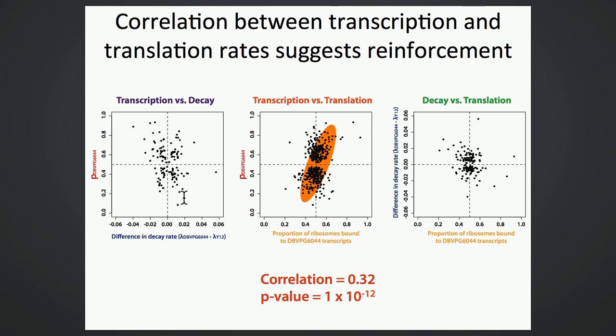When you compare transcription and translation, there's a modest but very significant correlation between transcription and translation. So this seems to suggest reinforcement: the allele that is transcribed more is in turn being translated more.